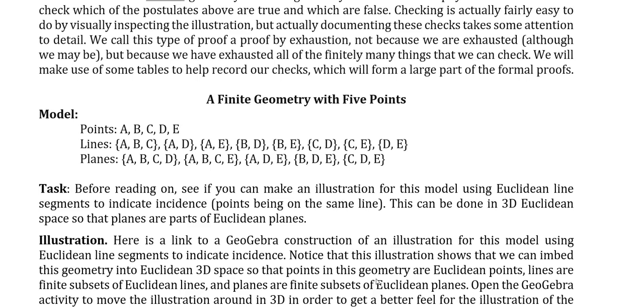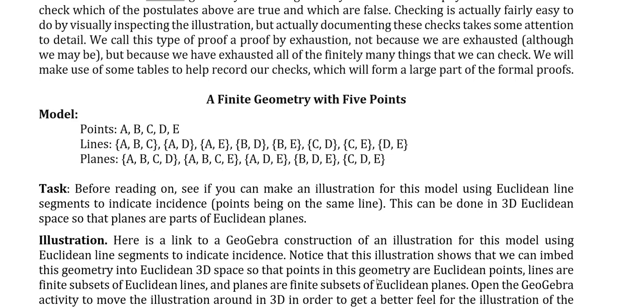So here's our geometry. The points are A, B, C, D, and E. The lines are the set ABC, the set AD, the set AE, the set BD, the set BE, the set CD, the set CE, and the set DE.